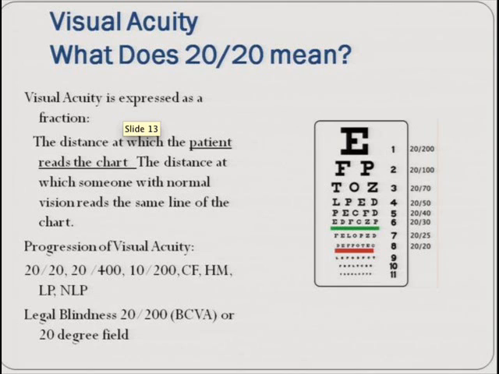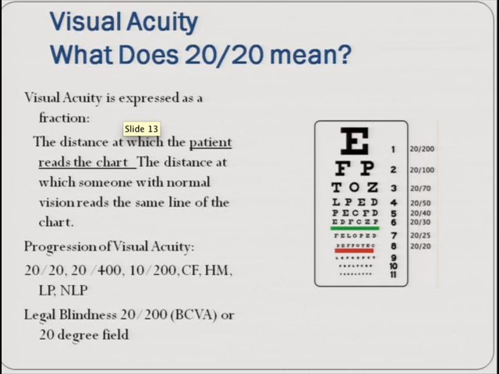A lot of patients ask, what is visual acuity when I say I have 20/20? Well, visual acuity is expressed as a fraction. The numerator is the distance at which the patient reads the chart, and it's usually 20 feet. The denominator is the distance at which someone with normal vision reads the same line on the chart. For example, a patient that has 20/60 vision compared to a patient that has 20/20. If you have 20/60 vision, a patient who has 20/20 vision can stand away 60 feet and see the same thing that you're required to see at 20 feet.